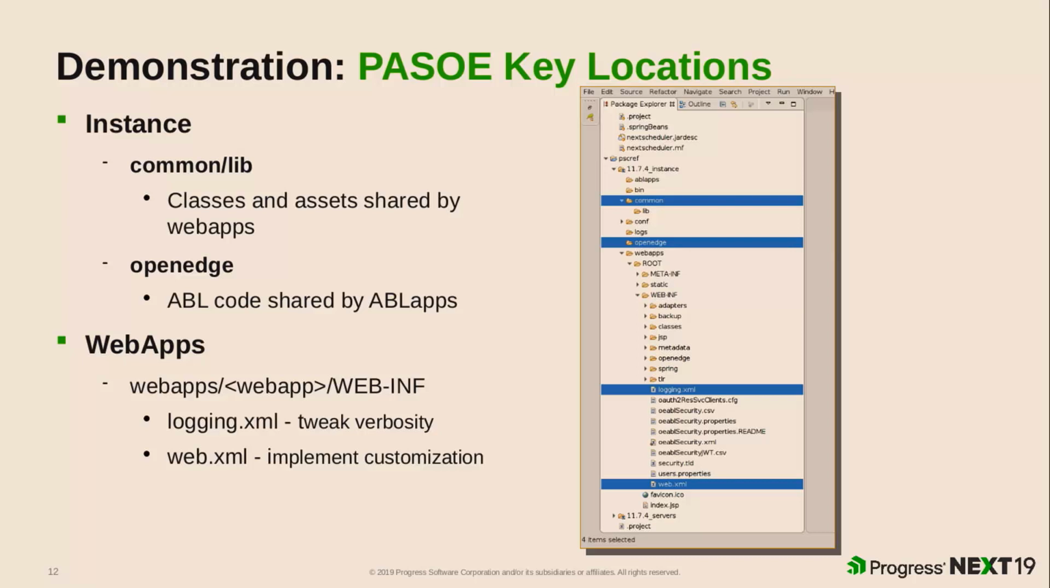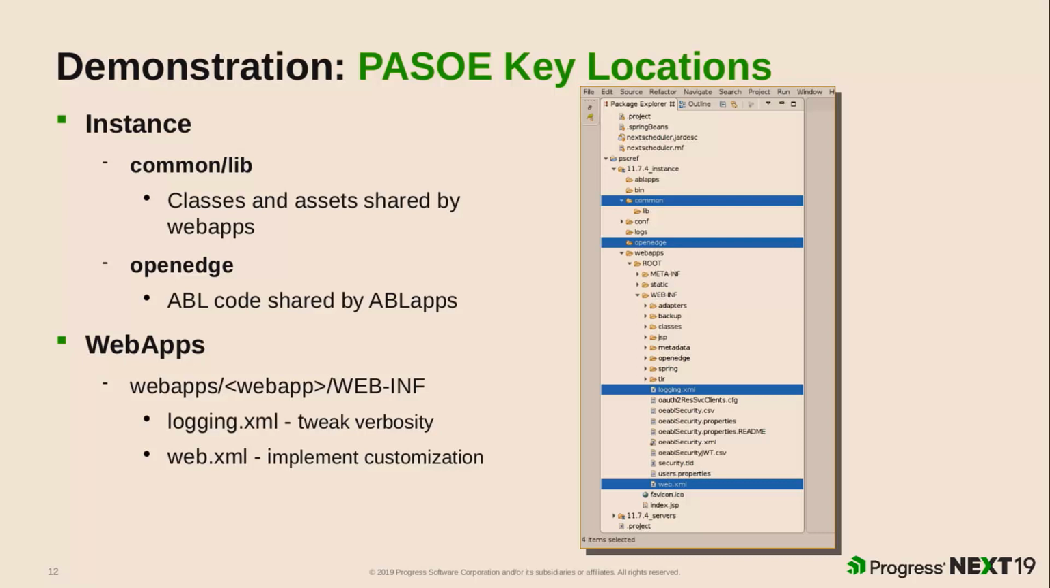this isn't the directory underneath your DLC folder. There's a folder called common lib. Anything that you put inside of there is shareable amongst all your other classes and all your other web apps inside of that instance. So if I put my own custom Java classes in there, any other web app can execute that code.